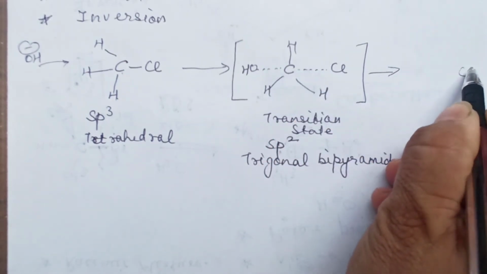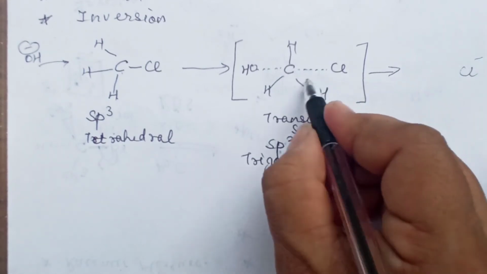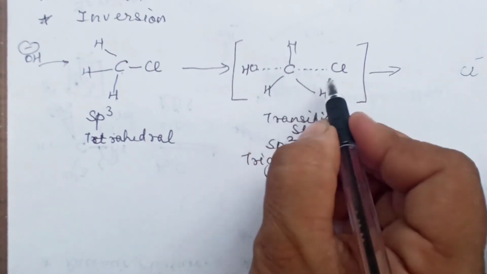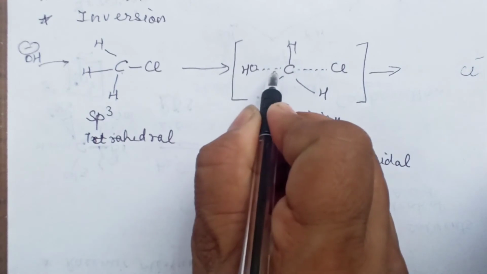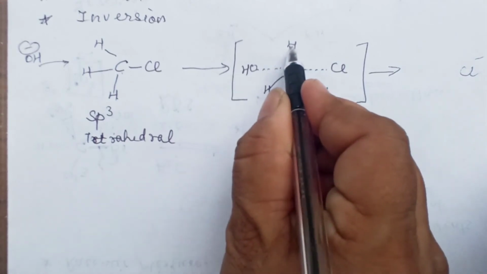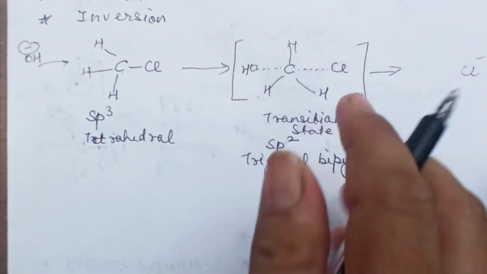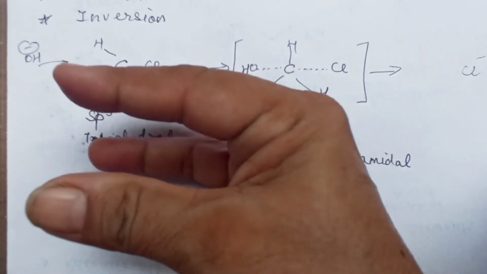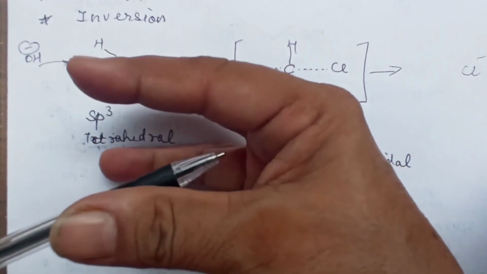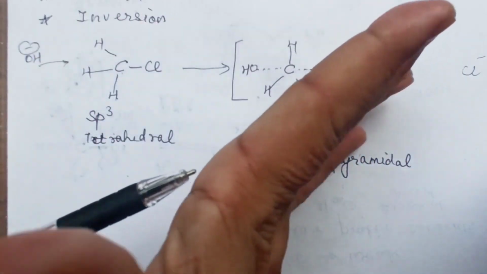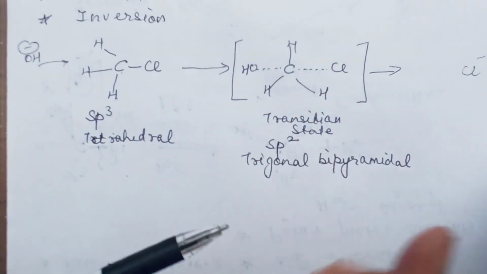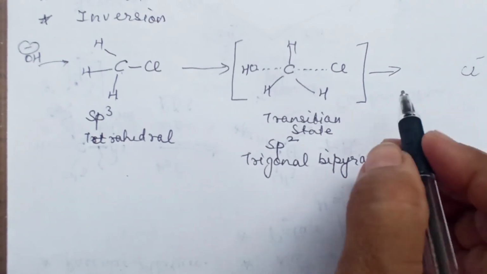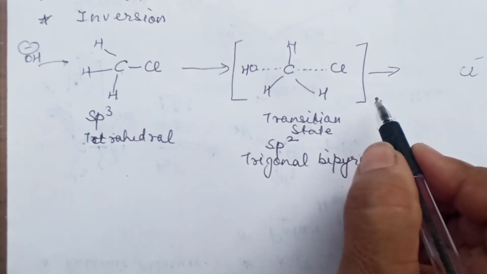Now when this bond breaks completely, it will come out as Cl minus, and the nucleophile will form a bond here. That means these hydrogens shift to the other side. Earlier these 3 hydrogens were on this side and the nucleophile attacked here. So when it has attacked, these bonds shift to the back. So we can say there is inversion in it.